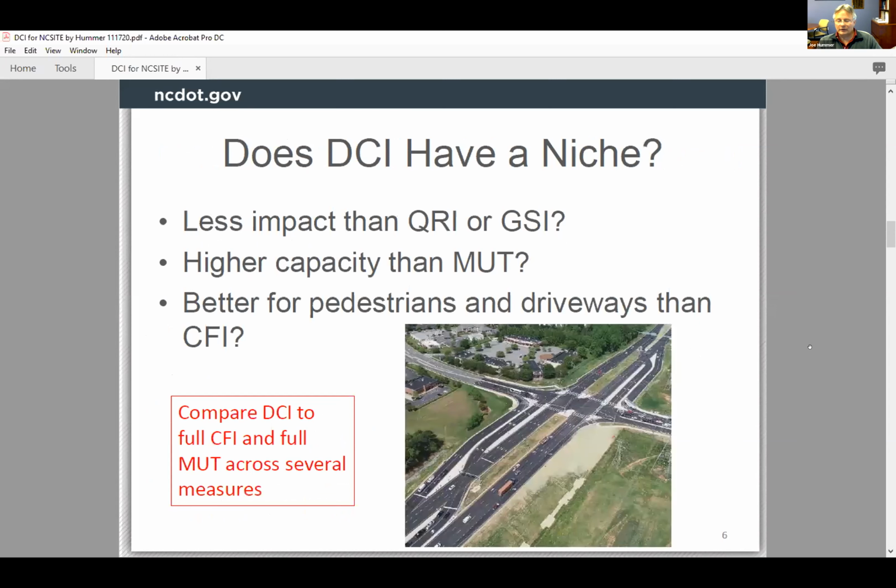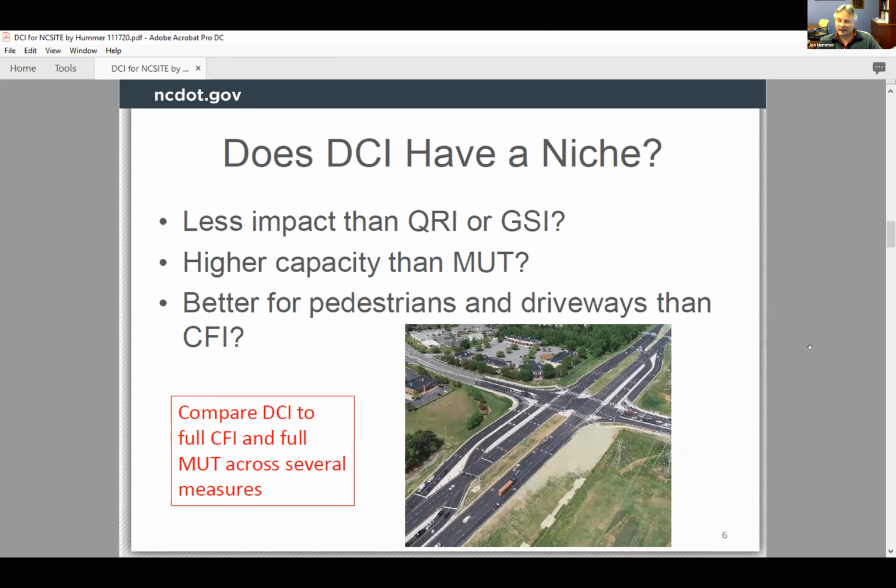So is there a niche? In North Carolina and other states, could we see a DCI, double contraflow, compete with a CFI? I'm showing a picture of the one and only CFI we have in this state right now, and that's suggesting DCI would have been a better design there. But at the next generation of these kinds of places, could DCI compete?